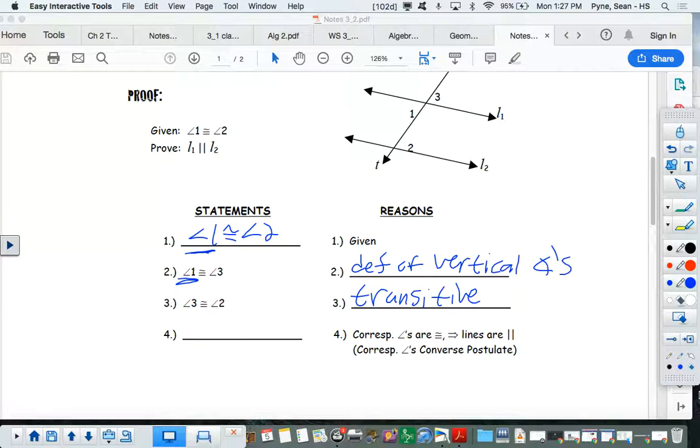Now the last one. Line 1 is parallel to line 2.